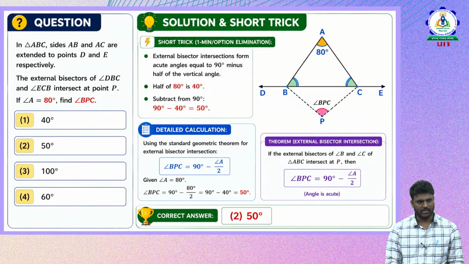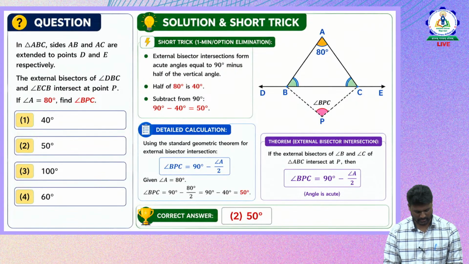Then the next question is: in triangle ABC, sides AB and AC are extended to points D and E respectively. The external bisectors of angle DBC and angle ECB intersect at point P. If angle A is equal to 80 degrees, find the angle BPC. So now the figure is like this. In triangle ABC, AB and AC are extended, so that if we extend these points, we get D and E respectively.